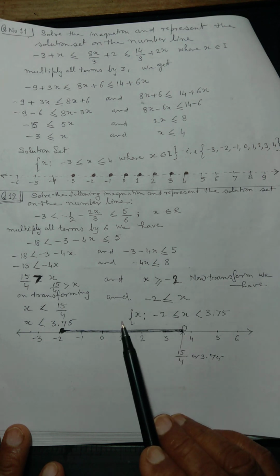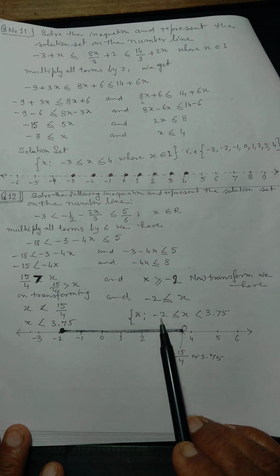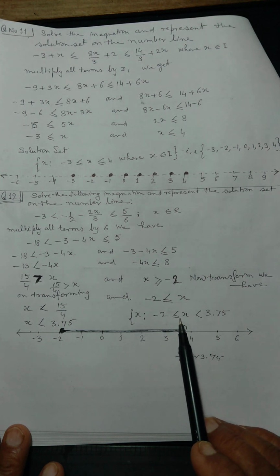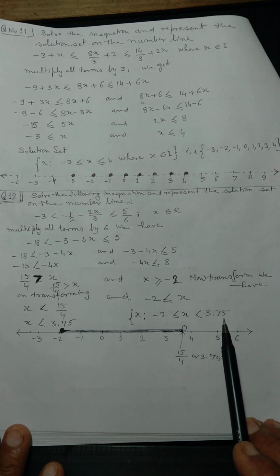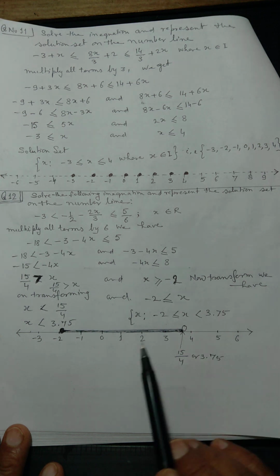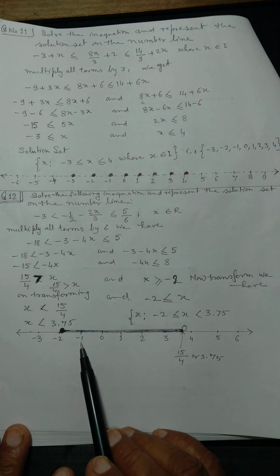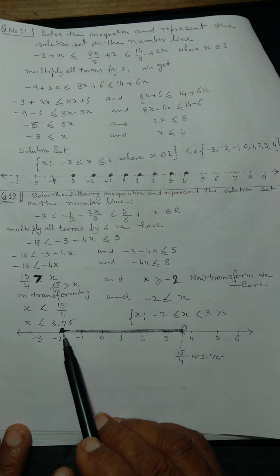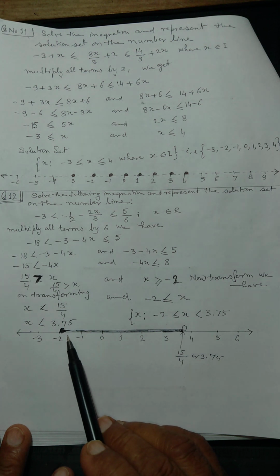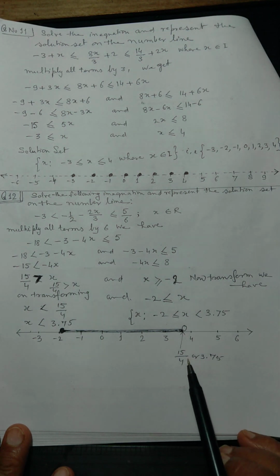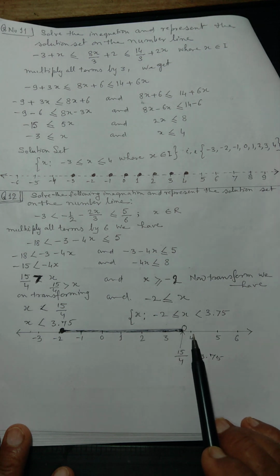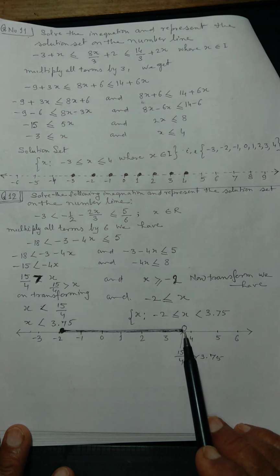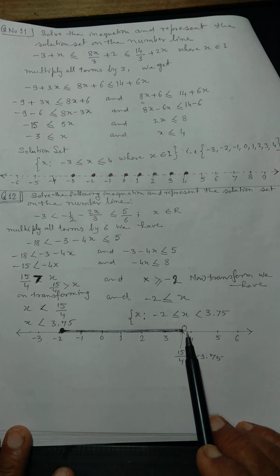So on combining these two results, you can write minus 2 less than or equal to x, and x is less than 3.75. So on the number line graph, you see minus 2 has been darkened here, and 15 by 4, or 3.75, will come in between 3 and 4. So it will not be darkened here, it will be an open circle or blank circle, you can say.